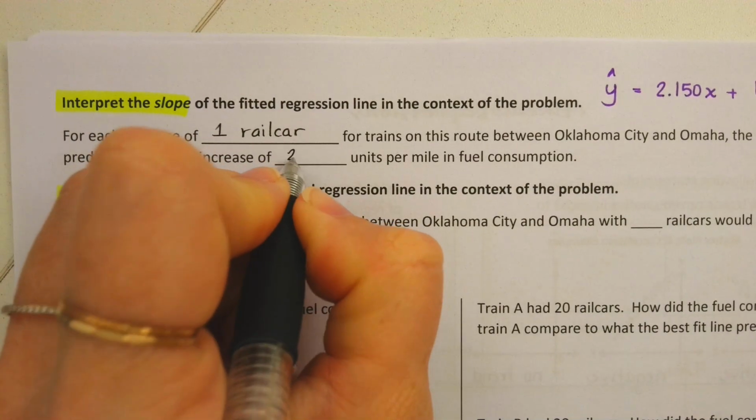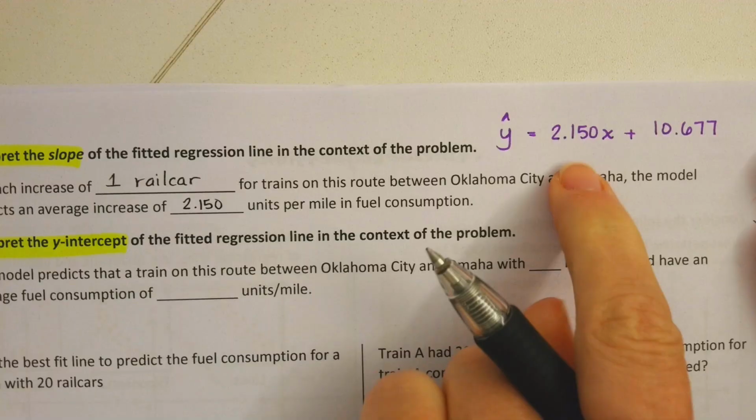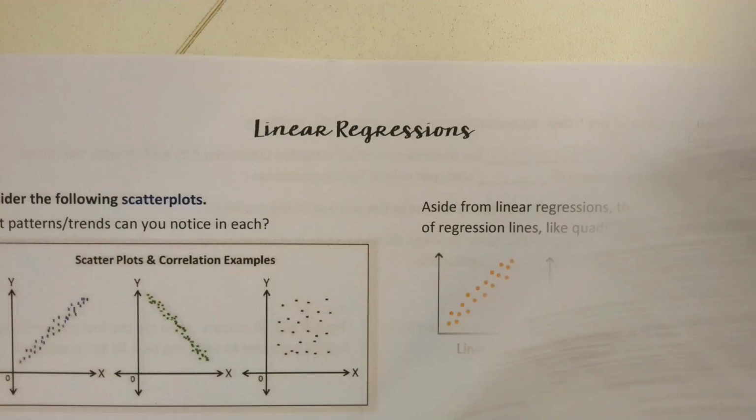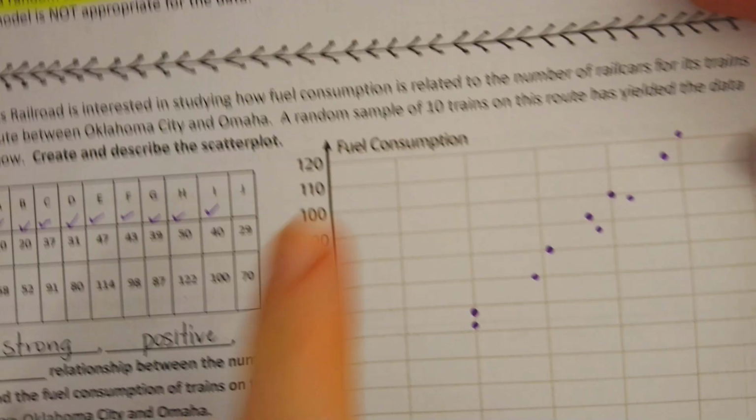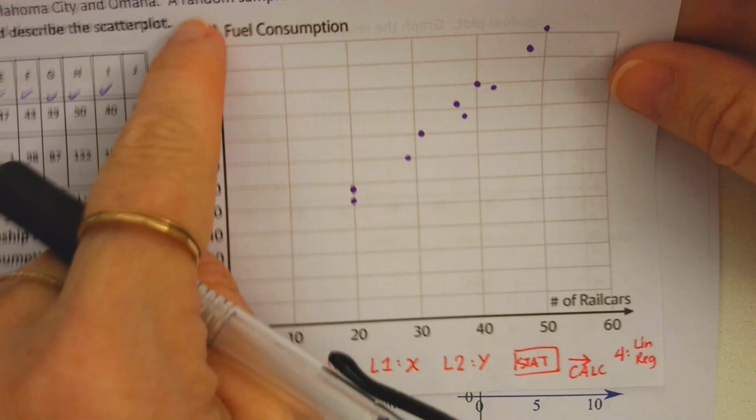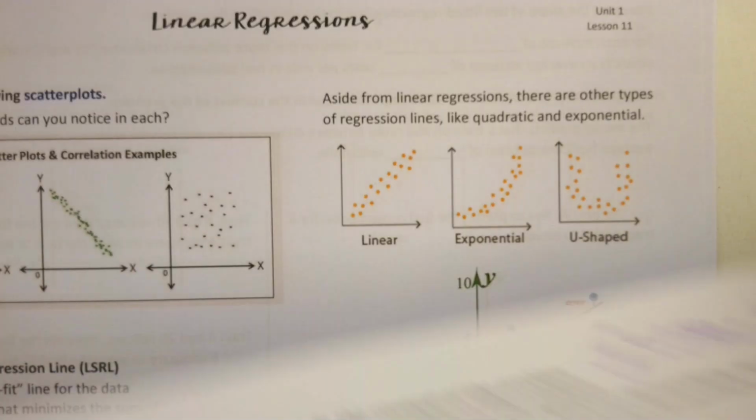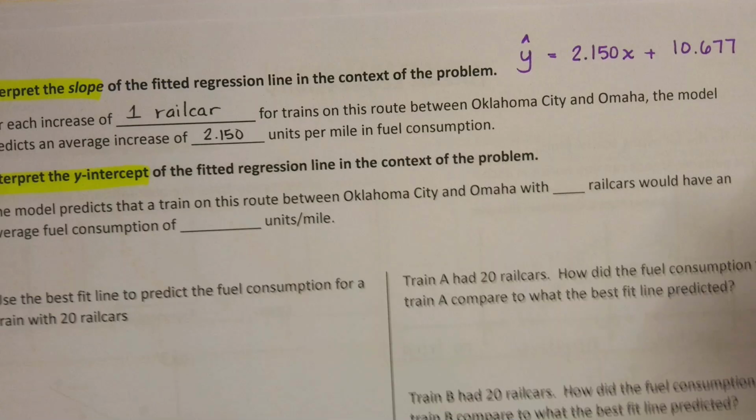2.150, yes. 2.150, because that's what the slope actually means. It's a relationship between y over x, so it means fuel consumption per rail car. So 2.15 gallons per mile per rail car.